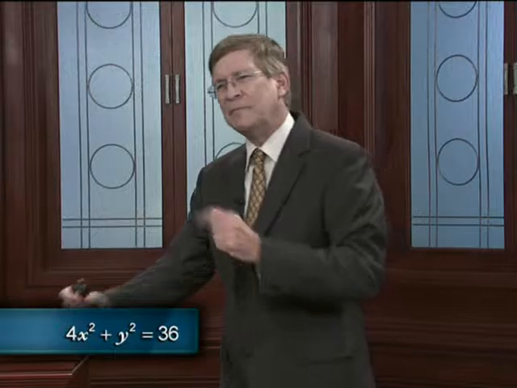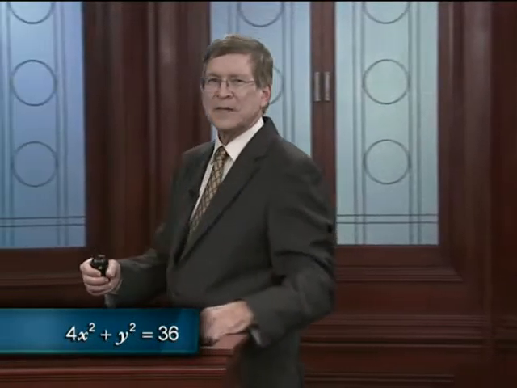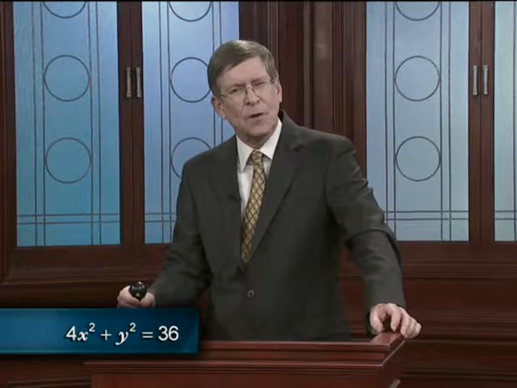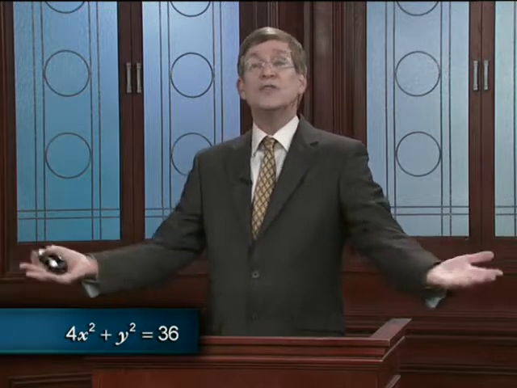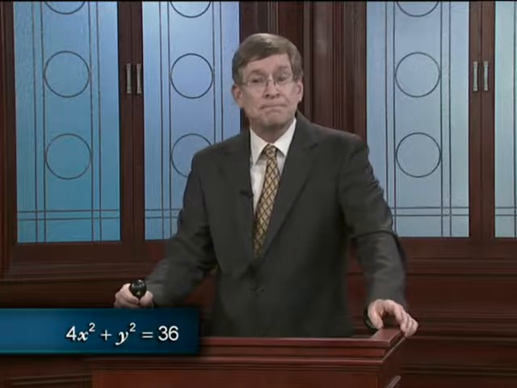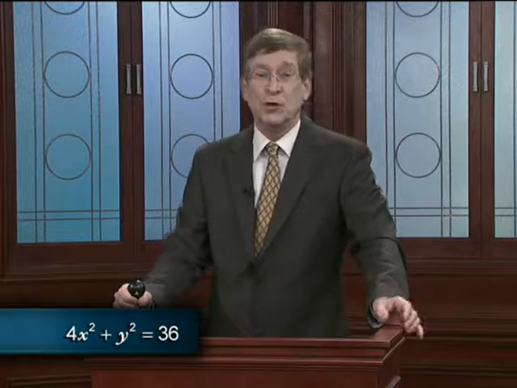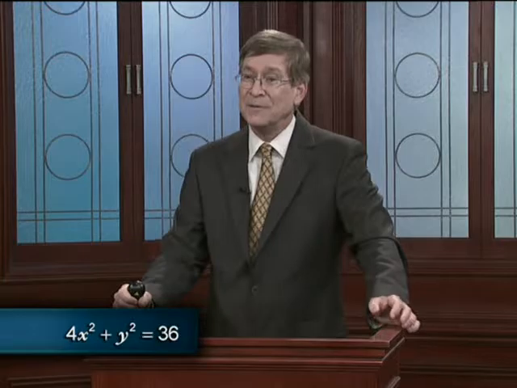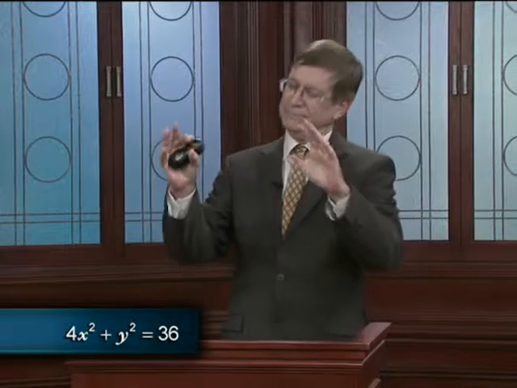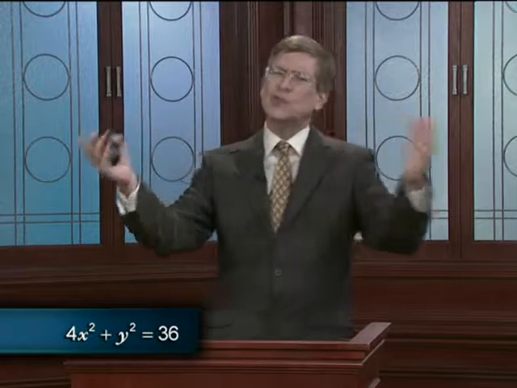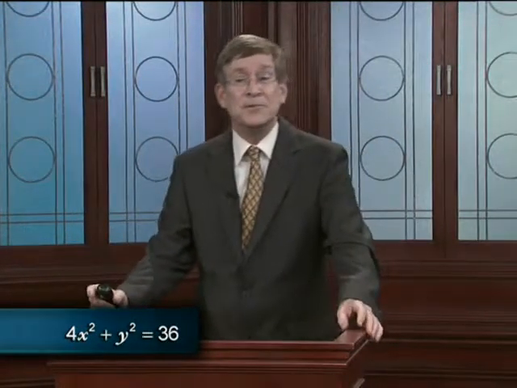Before we start, notice something kind of curious. Suppose that 4 were not there. What would you have? You'd have x squared plus y squared equals 36. What's that? Right, that's just a simple old circle, isn't it? Well, with that 4 in front, it's no longer a circle, but it kind of looks like a circle. It's a distorted circle. It's an ellipse. Let's analyze it and find all the pieces in those formulas.